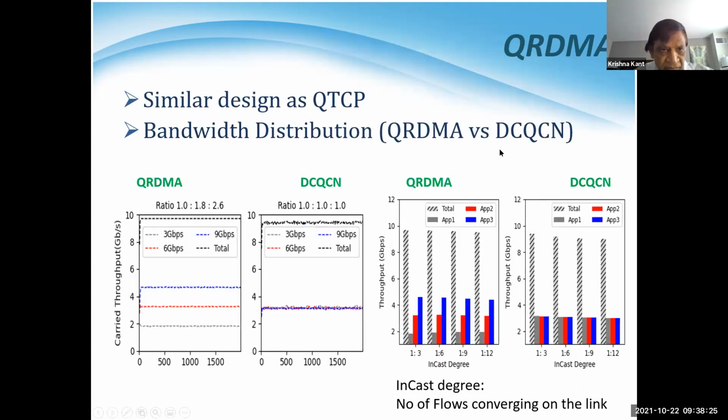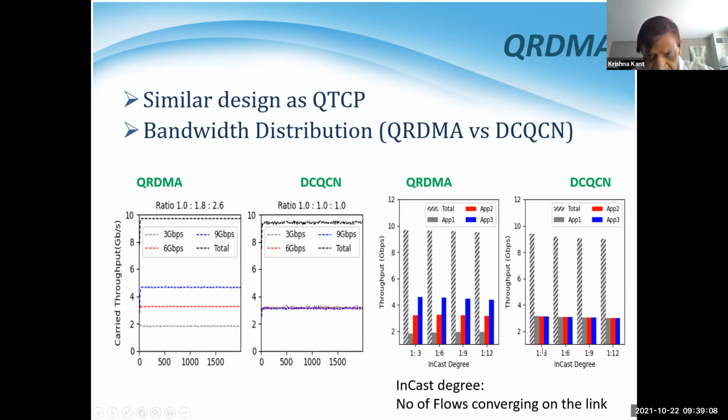Okay. We actually carried out a lot of work with this other protocol as well, the RDMA protocol, DCQCN. We again implemented that in addition to QTCP. And again, this was a lot of work, of course. You see the results, which are very similar to what you see for the QTCP. We're calling this QRDMA. So again, the bandwidth gets properly divided, whereas in the regular DCQCN, everything is divided equally.